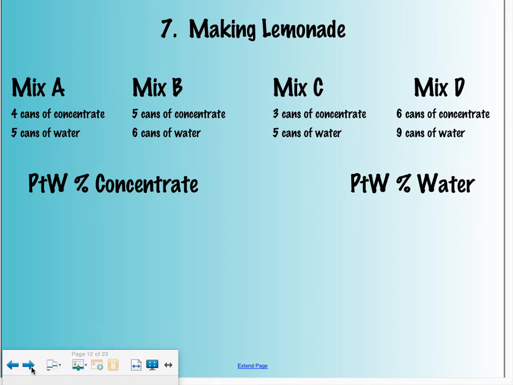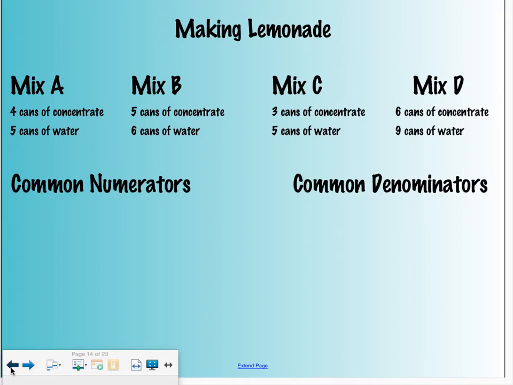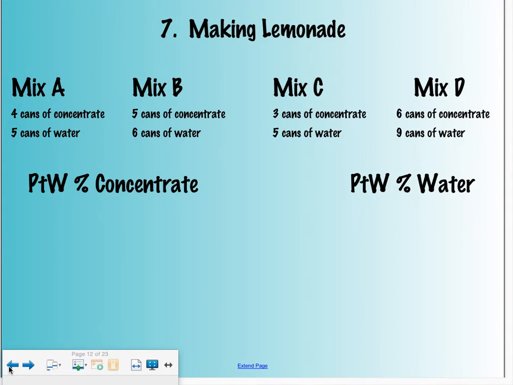Alright, so making lemonade. Here's some mixes, A, B, C, and D, and we know there's a whole bunch of ways. On the packet, I just put room for 6 specific ones. So why don't you guys look at the 6 and tell me which ones you would like to see.